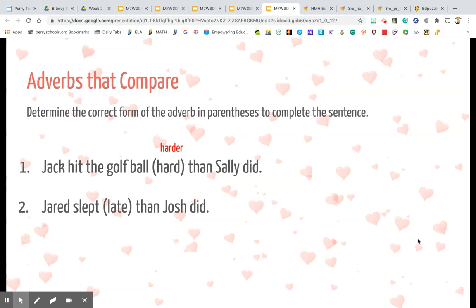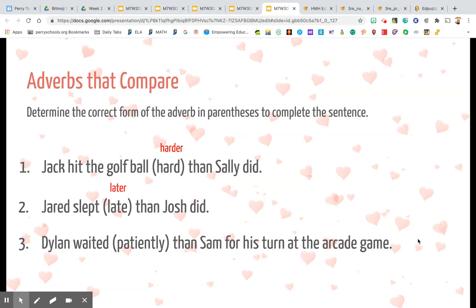Number 2, Jared slept late than Josh did. So the verb is slept, and the noun is Jared. How did Jared sleep compared to how Josh slept? We're going to say later.